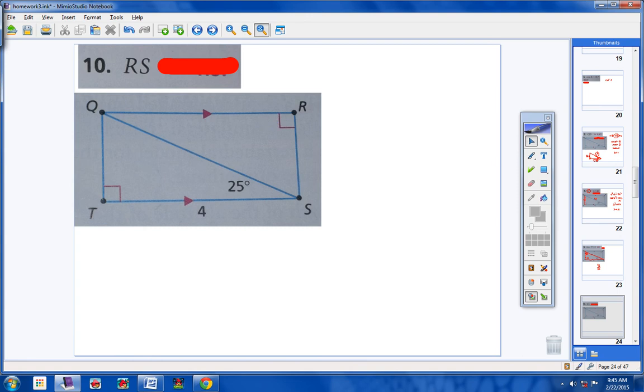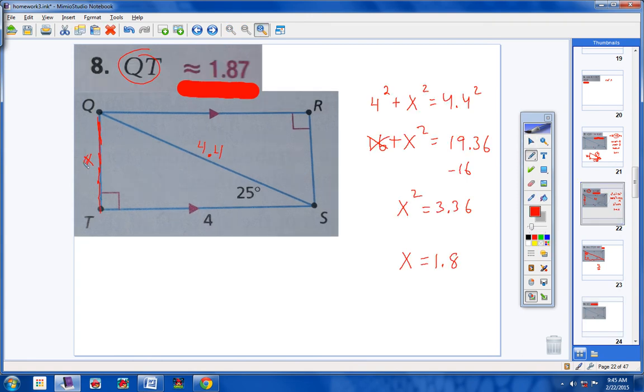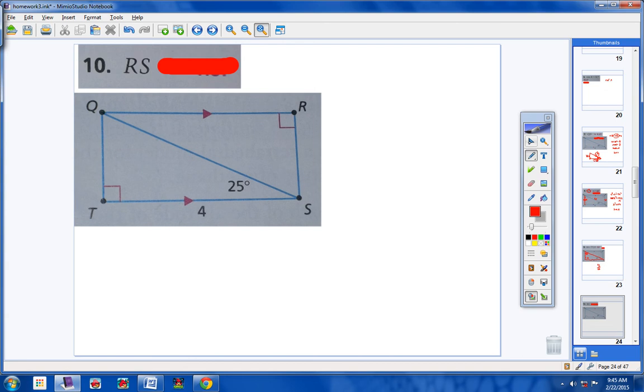They want us to find the length of RS. Now let's go back 2 problems. We found the length of QT right here. It's 1.8. Remember at the very start of this problem, I showed you we have a rectangle. Well, rectangles have congruent opposite sides because rectangles are parallelograms. So if QT is 1.8, then RS is also going to be 1.8. Or 1.87 according to their answers, but 1.8 is also acceptable.